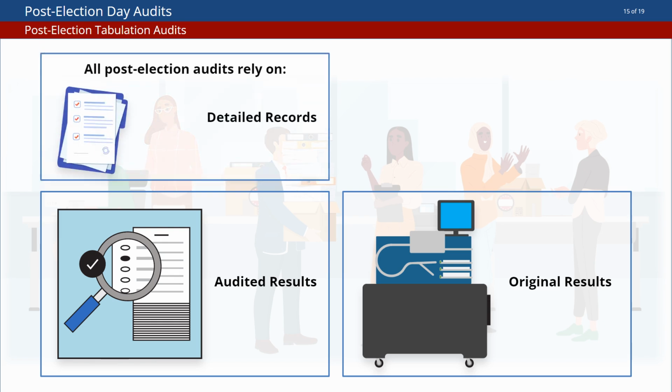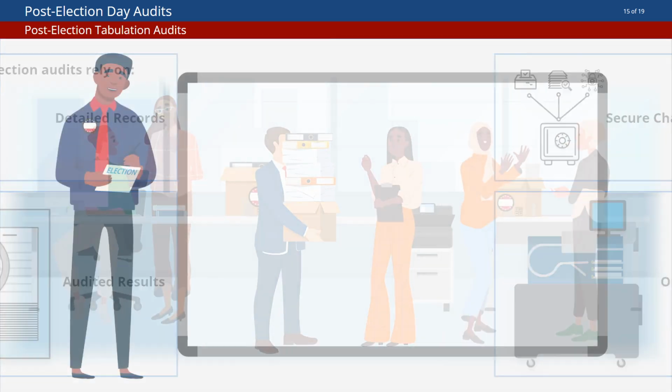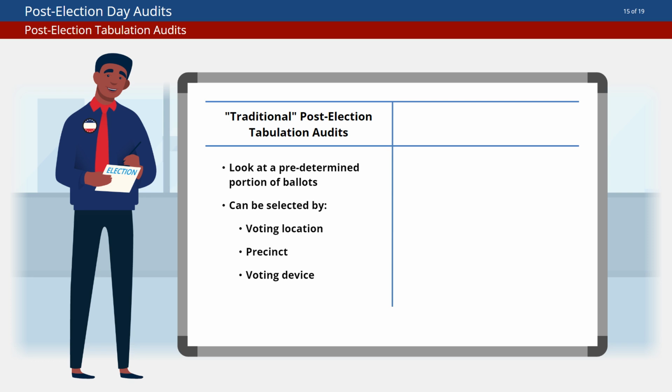All post-election audits rely on detailed records and a secure chain of custody to ensure that the audit results are trustworthy. Traditional post-election tabulation audits look at a predetermined portion of ballots cast, often selected by voting location, precinct, or voting device. These audits can provide useful information about whether the sampled ballots were counted correctly.